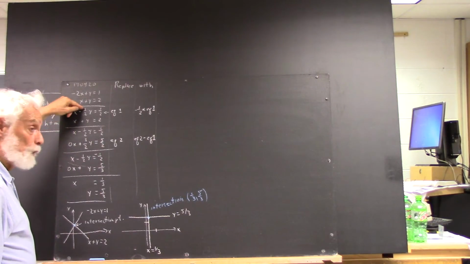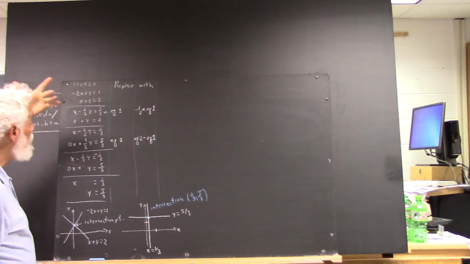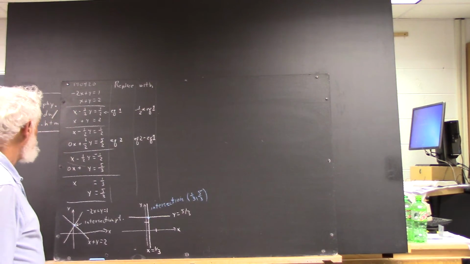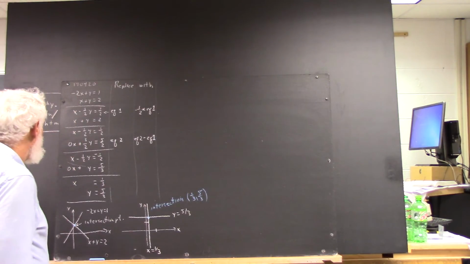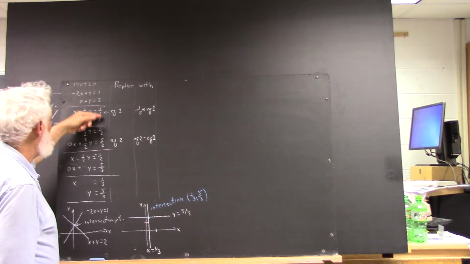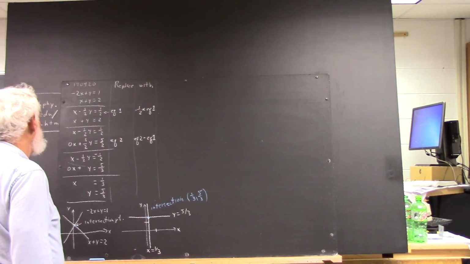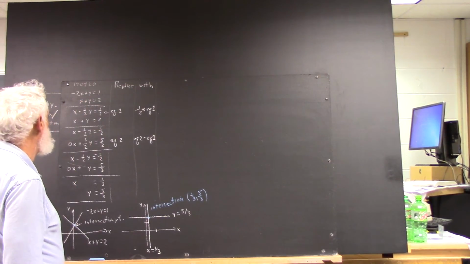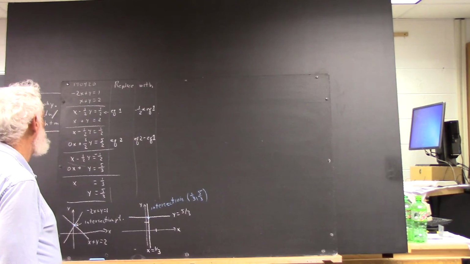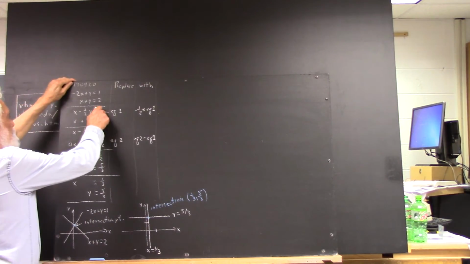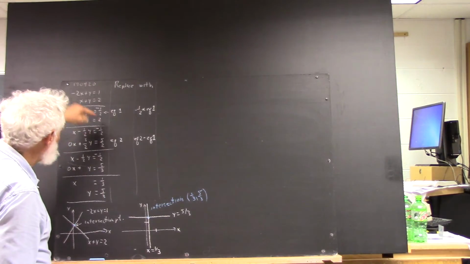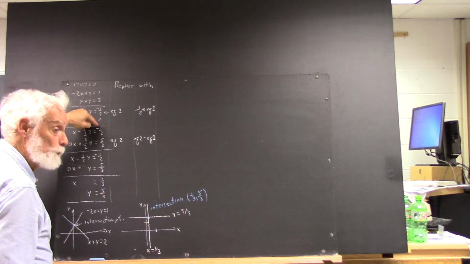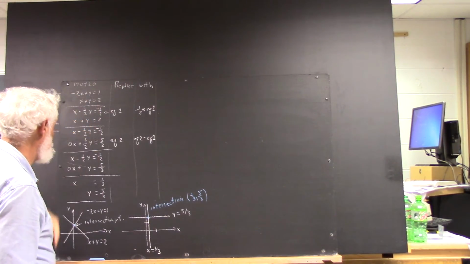Y minus 1/2 y is the same as y plus 1/2 y, and y plus 1/2 y is 3/2 y. And then 2 minus 1/2 is, this should have been minus here, sorry. 2 minus negative 1/2 is 2 plus 1/2, which is 5/2.